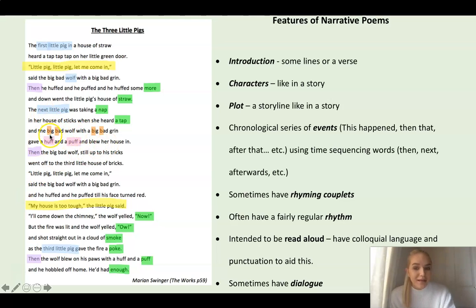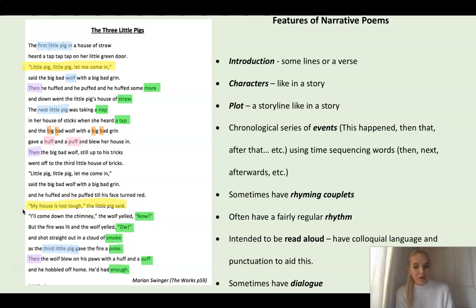We can also see some alliteration here. The big bad wolf with a big bad grin. You've got your alliteration here. And finally then, sometimes poems have dialogue. Well, we know it's dialogue because we can see these here. What are these called? Inverted commas, well done. So we can see here that they do have dialogue. We know that in some narrative poems the poet doesn't always identify that it is dialogue by using our inverted commas. Sometimes they will just leave them out. But yes, they do have that.